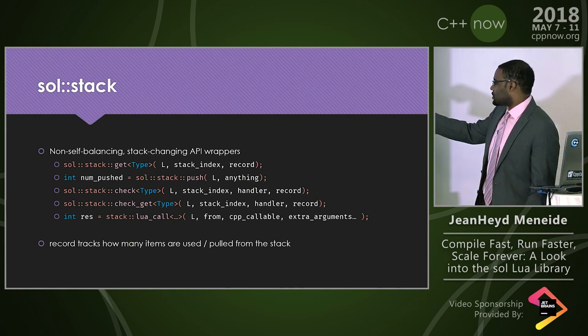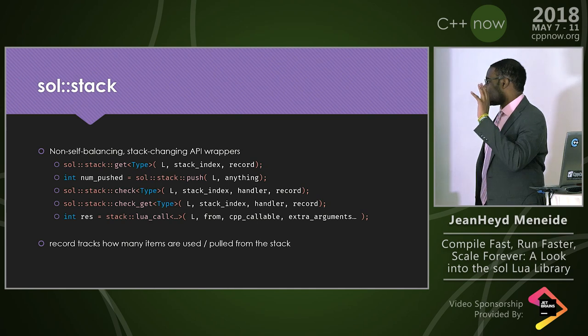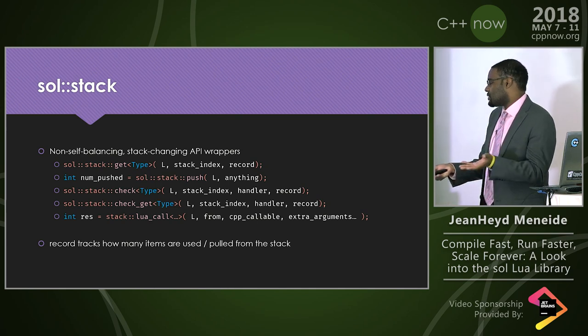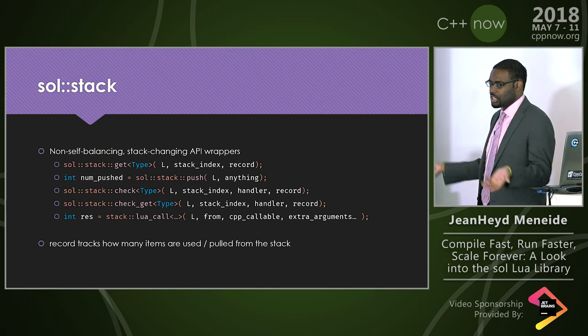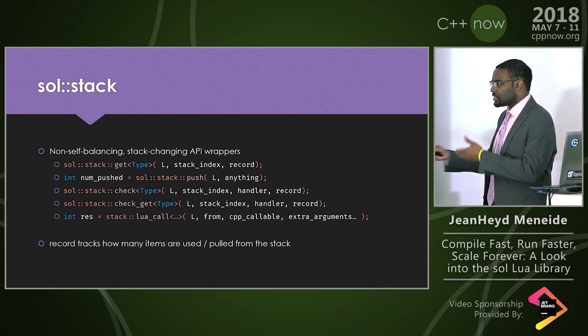We also have a check method, and this is for safety, right? Before we do a get, we want to check that the thing we're getting is what we want, right? Because Lua is a dynamic language and we're interacting with the C API. It's got to be what we want it to be.